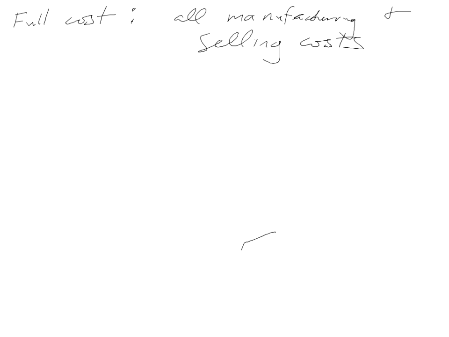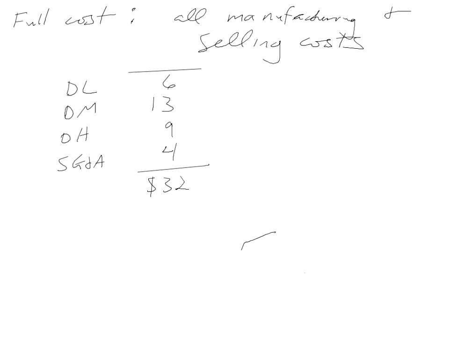So the question tells me, in my question, it says that I have direct labor of $6, direct materials of $13, manufacturing overhead of $9, and then variable SG&A of $4. Okay, so these are my variable costs per unit. Add those up, and I get $32. Now, so those are the variable costs.